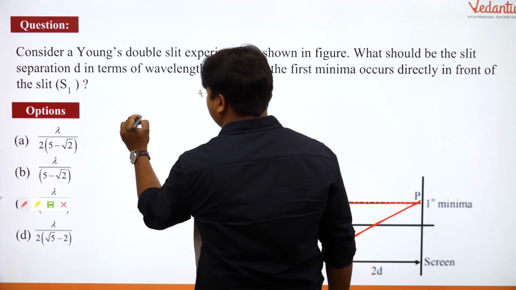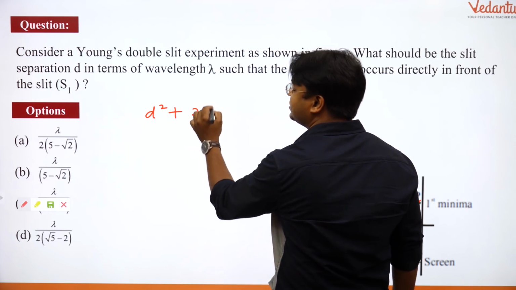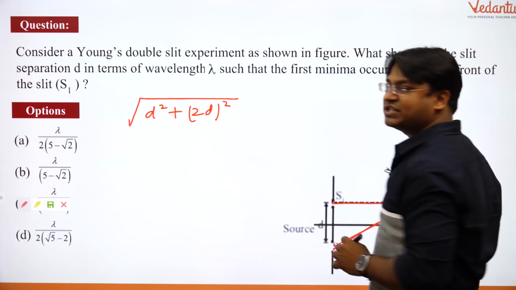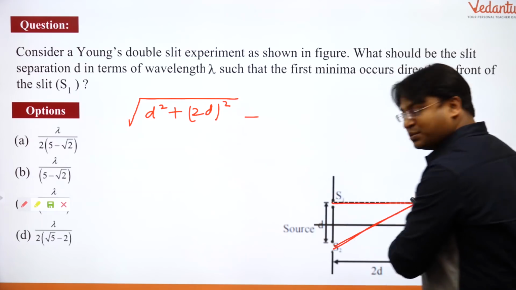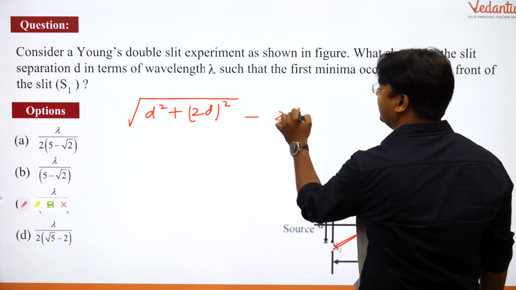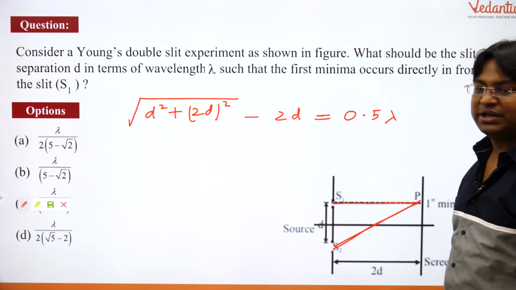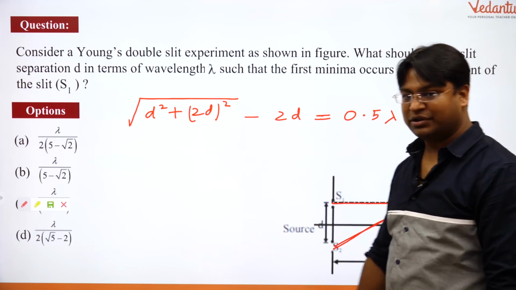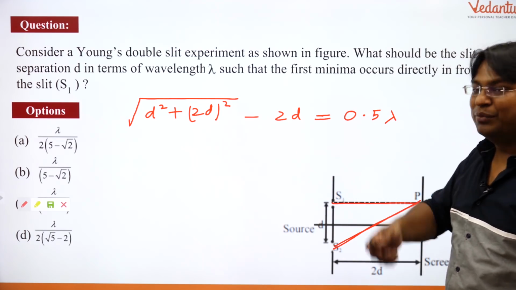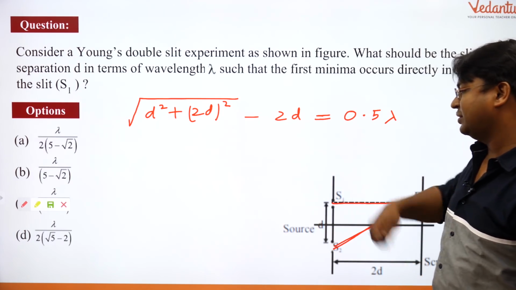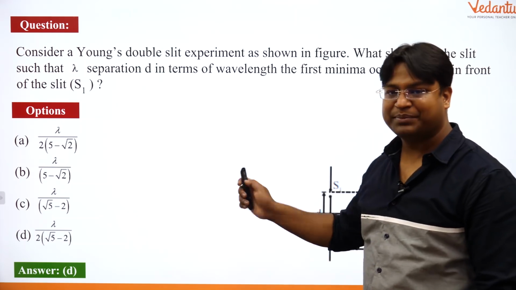Let's do this actually. So S2P is root of d square plus 2d square. Just have a check. Root of d square plus 2d square, minus S1P. S1P is 2d, and this should be equal to 0.5 lambda. That's it. We are done. You solve this, we get the answer. And I think you can solve this orally also. I did not move my pen to get the answer, or even you can just answer without moving a pen. So the answer should be what? I think it should be D. Let's have a check. Yep.